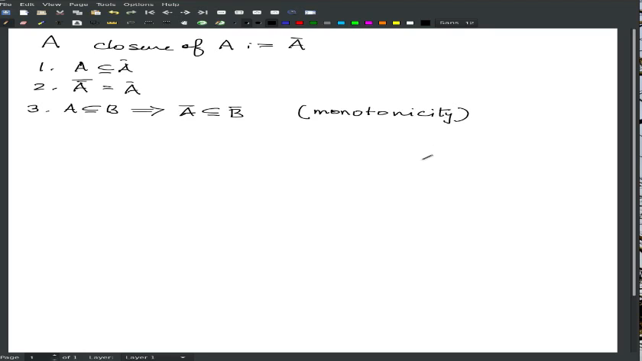Now this is often called the monotonicity property. As you can guess why, if A is a subset of B, then A bar is a subset of B bar, so that's why monotonically increasing and so on. This is often called the idempotence property. And this is often called the extensional property.